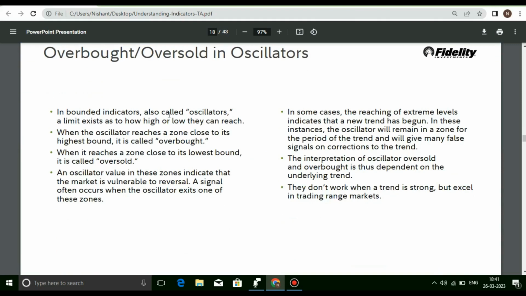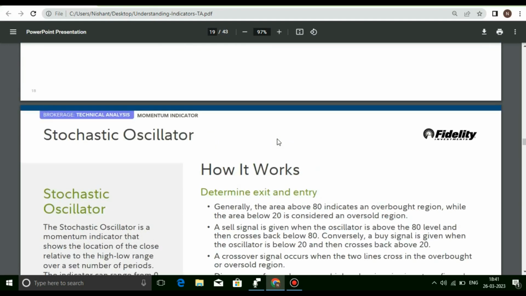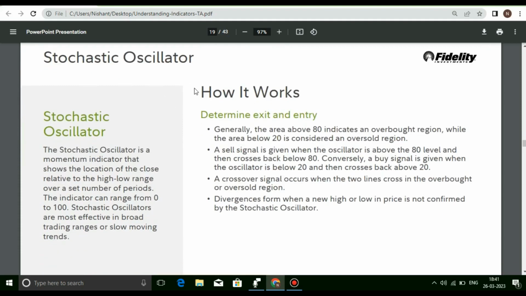The boundary indicators are also called oscillators, and when an oscillator reaches a zone close to its highest bound, it is called overbought, and when it reaches the zone close to its lowest bound, it is called oversold. So let's see some oscillators over here. We will search for stochastic oscillator. The first oscillator is the stochastic oscillator, and it is one of my favorite indicators because it tells us whether the market is overbought or oversold in the current scenario.